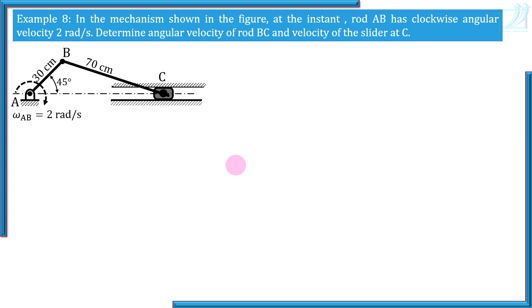We'll continue with the chapter General Plane Motion, Instantaneous Center of Rotation. We are studying velocity analysis of bodies which are in general plane motion.